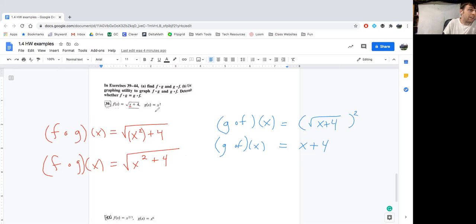In this case, they are not the same. They're not equal to each other. So later on, we would know these are not inverse functions. They didn't both simplify to x. It does ask us to use a graphing utility, and I'll come back to that at the end. So I'm going to go ahead and move on to the very last one here.